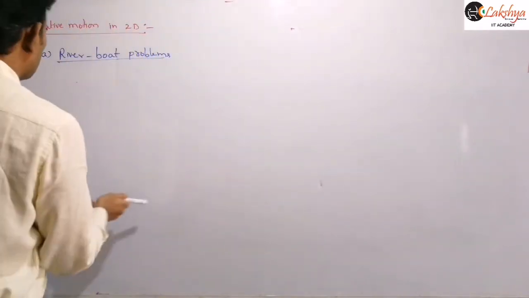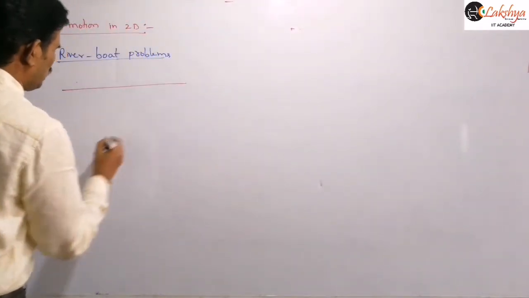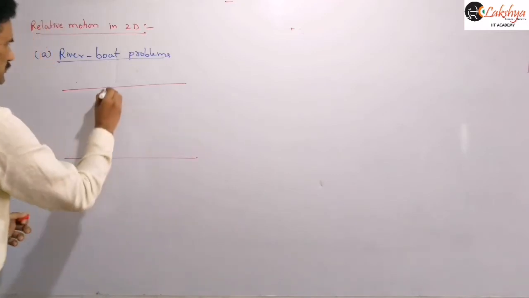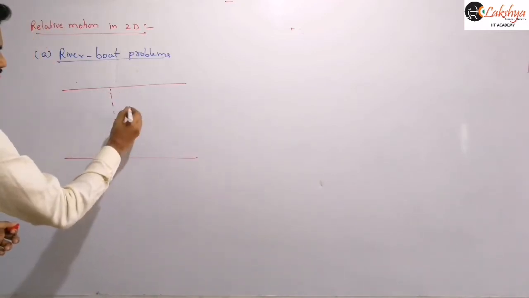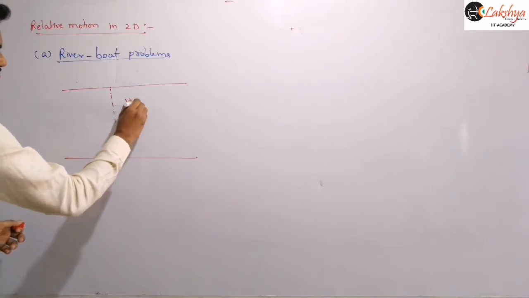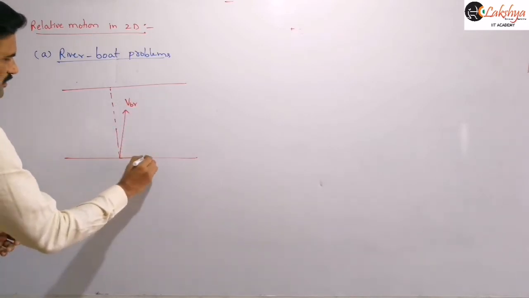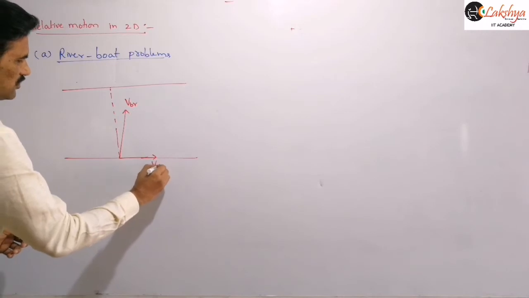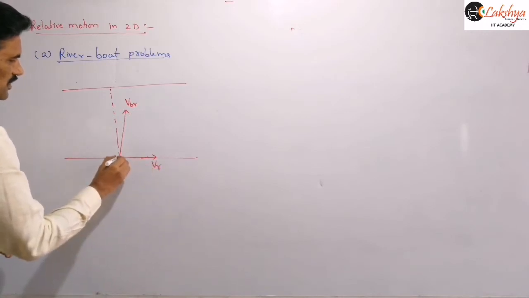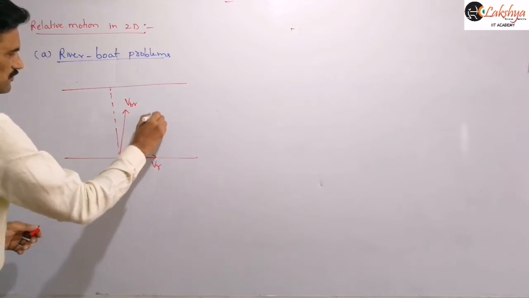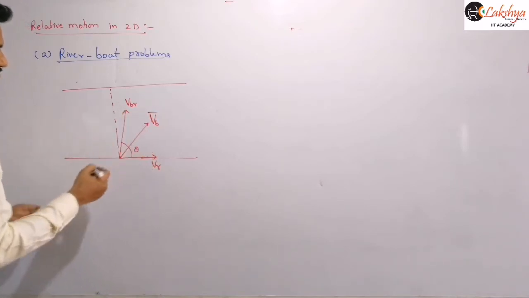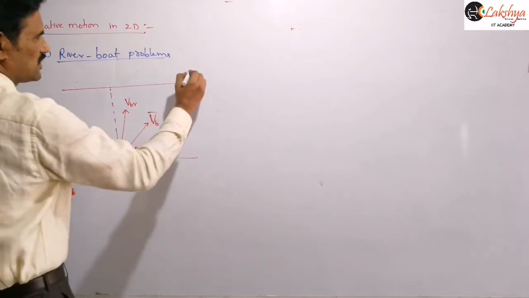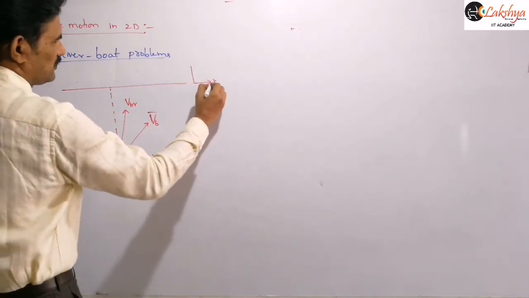And so now I am taking the case like this. This is our river what we are taking here. Suppose this is the velocity of boat with respect to this water. This is the velocity of water or velocity of river, and this is the velocity of the boat. And this is the angle, that means these two are at an angle theta we are assuming, and here we consider a coordinate system like this.